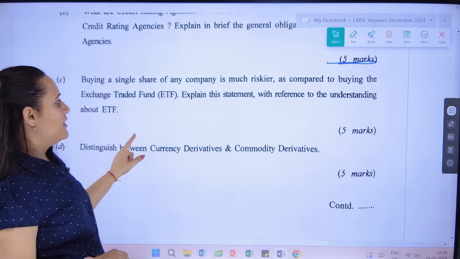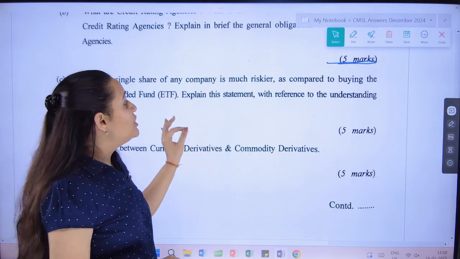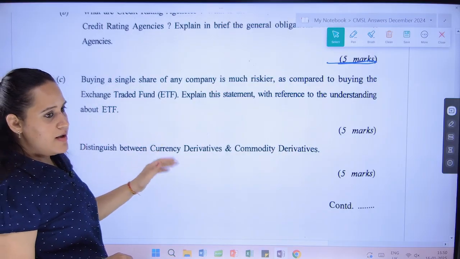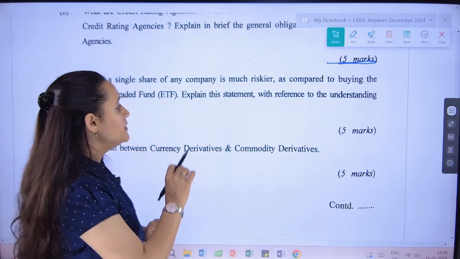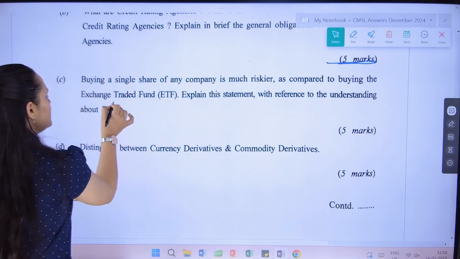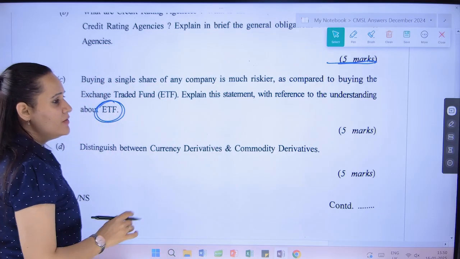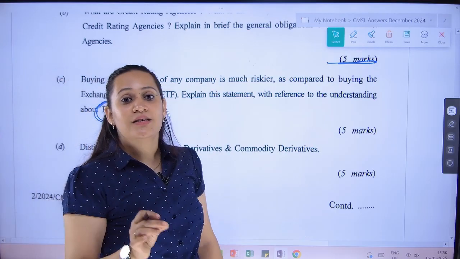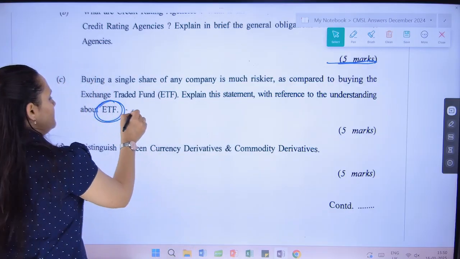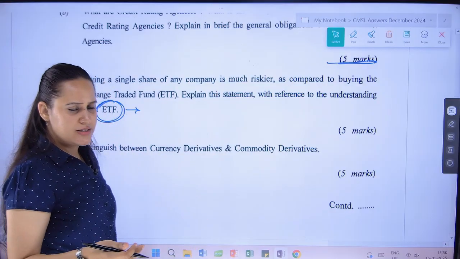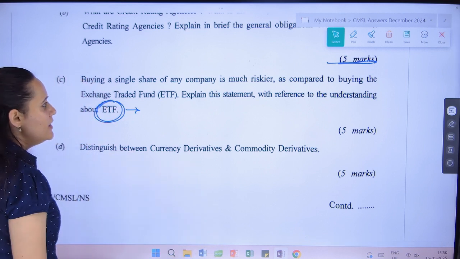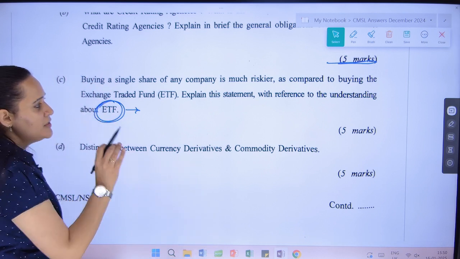Buying a single share of any company is much riskier as compared to buying an exchange traded fund. Explain the statement with reference to your understanding about ETF. So what is your question? Your question is revolving around the concept of ETF, that is one of the various instruments in the market, right? So that is from your basics of capital market chapter, where you are talking about various instruments in the market. They have given a statement.